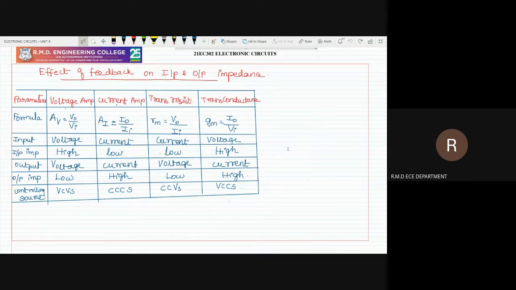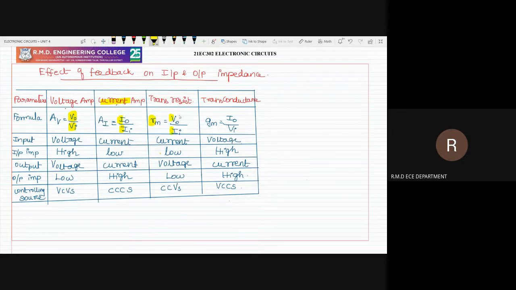So in total there are four types of amplifiers for gain calculation. One is voltage amplifier, then current amplifier, trans resistance and trans conductance. Voltage amplifier means the gain is output voltage divided by input voltage. Current amplifier means both the output side and the input side are current. Trans resistance means it is a resistance, and the formula is V by I.